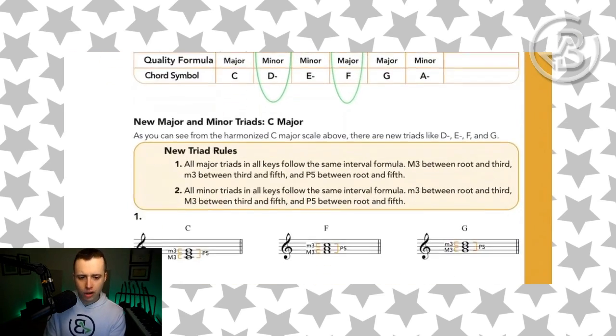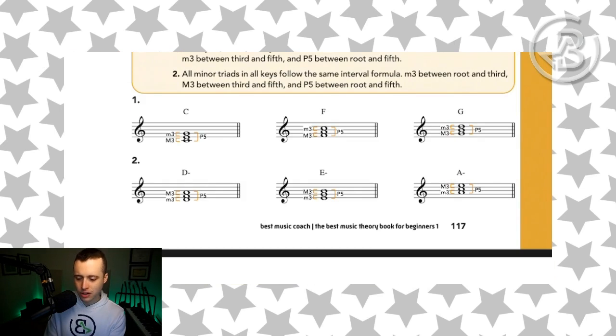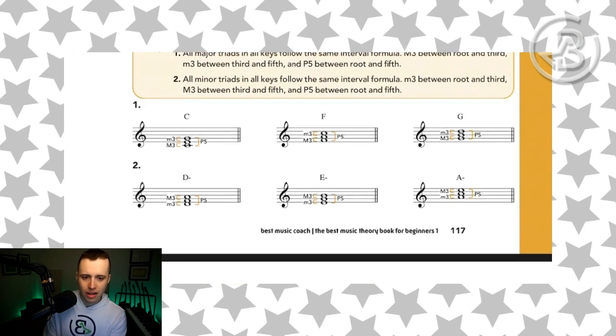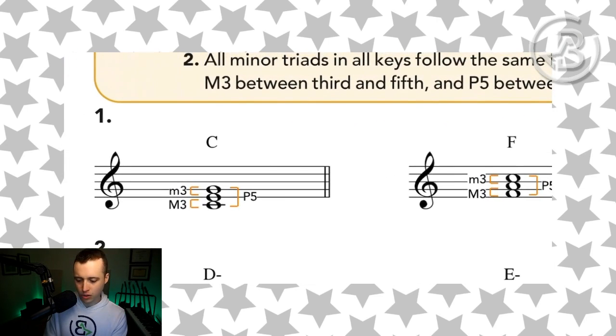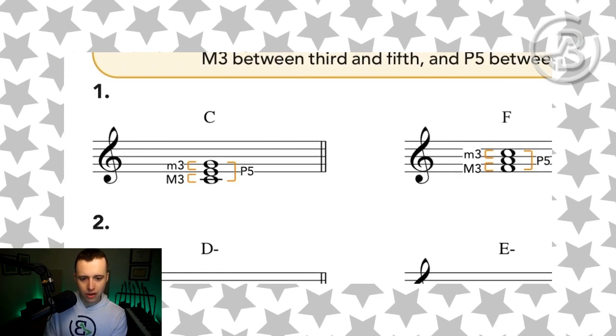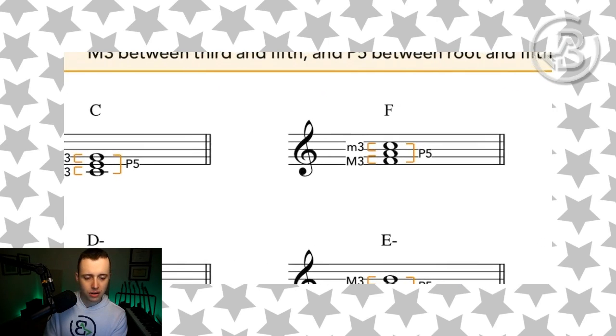So let's look at all of our triads by themselves, and sure enough, we can see that all major triads follow the same formula of a major third between root and third, a minor third between third and fifth, and a perfect fifth between root and fifth. And all the minor triads follow the same interval formula of a minor third between root and third, a major third between third and fifth, and a perfect fifth between root and fifth. And we can see our major chords here. C major, sure enough, major, minor, perfect.